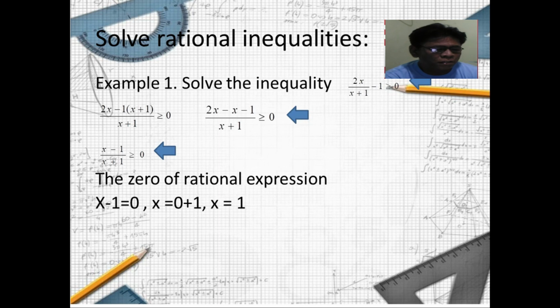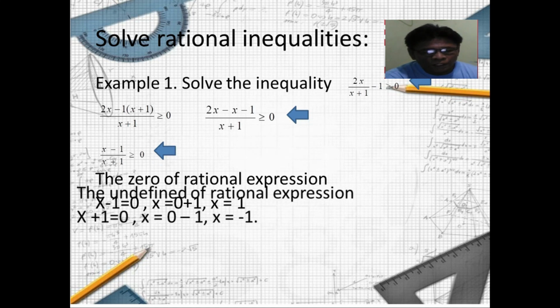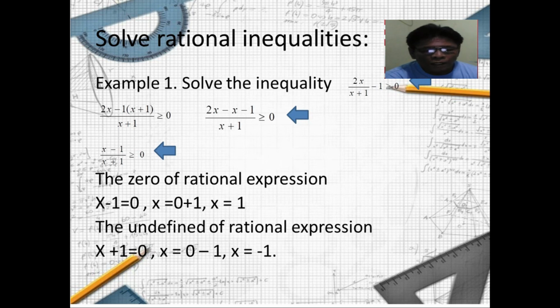Okay, so to solve the zero of the expression, we use the expression in the numerator. So x minus 1 equals 0, then x equals 0 plus 1, then x equals 1. Then to solve the undefined of the rational expression, we use the denominator. The denominator is x plus 1, then equate by 0. Then x equals 0 minus 1, and x is negative 1. Negative 1 is the undefined of the rational expression.